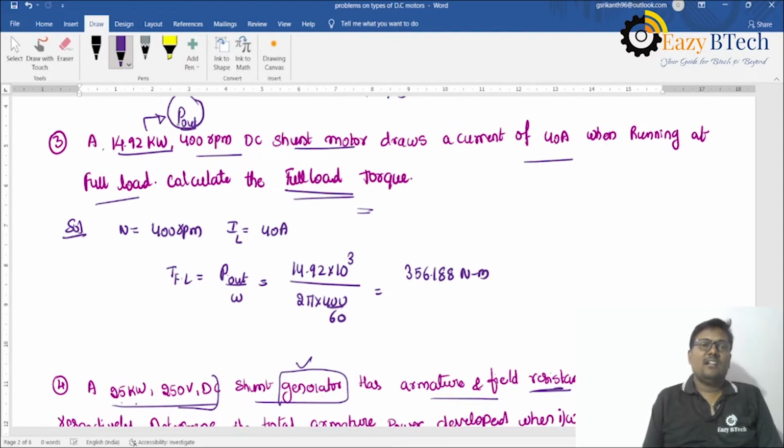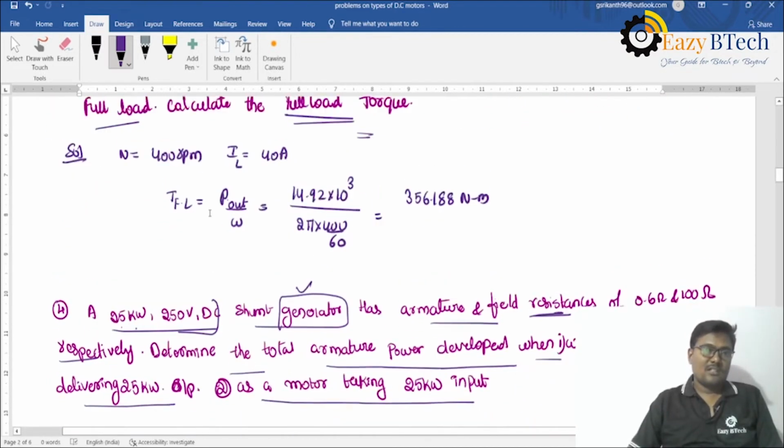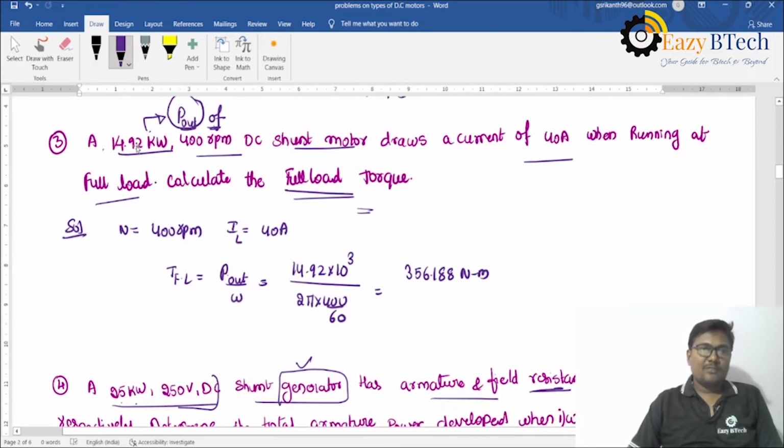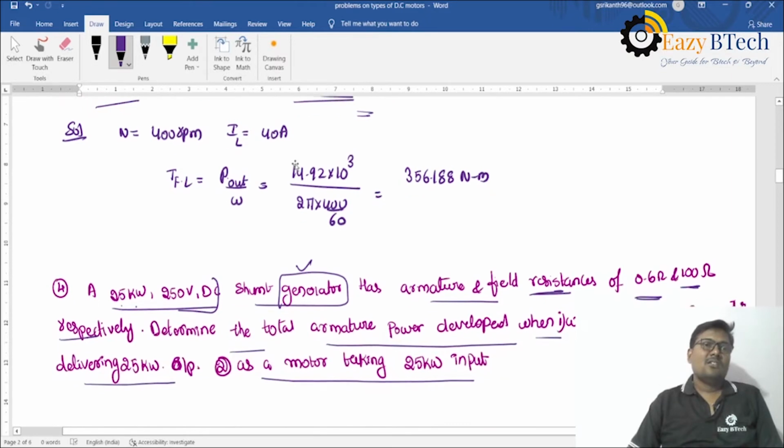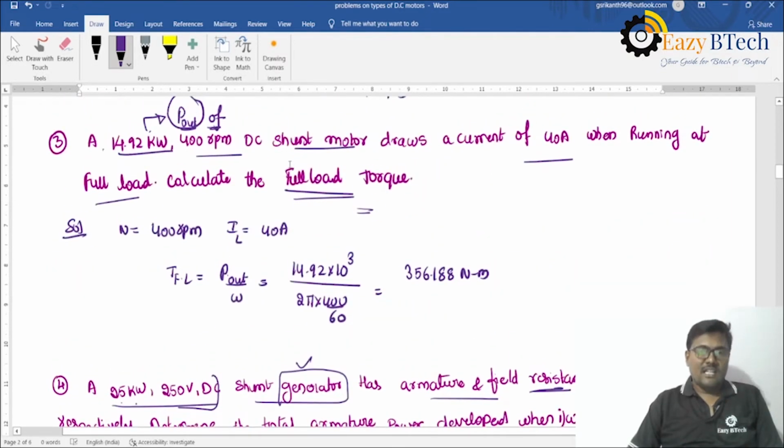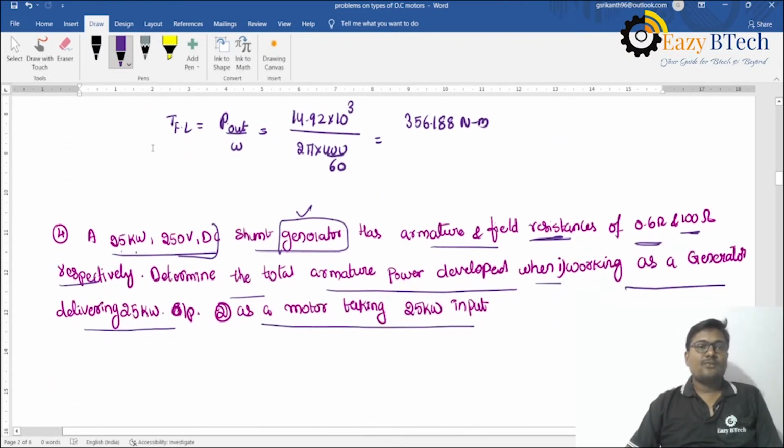It has a power output of 14.92 kilowatts. Generally, if a 14.92 kilowatt, 400 RPM DC shunt motor is given, we can take it as input power if the voltage is mentioned. But it is clearly mentioned at 400 RPM, 14.92 kilowatts, so that's why we can take it as the full load output, right?